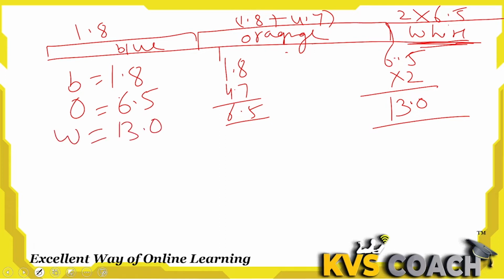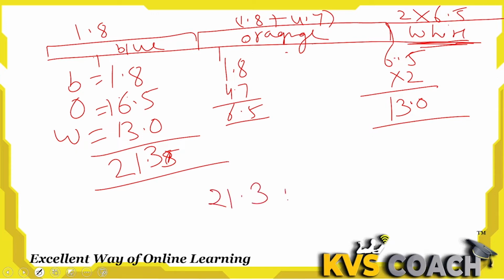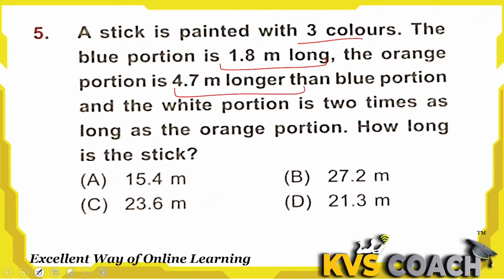Now they are asking for the total length of the stick. So for the total length of the stick we will add all these portions. So this is 8, 5, 13. Sorry, 8, 5, 13. 1 carrying here. So it is 3, 6, 9, 10, 11. 1 again carrying here. 2. That is 21.3. 21.3 meter is the length of the stick. Let's check the options. Here 21.3 is the right answer.